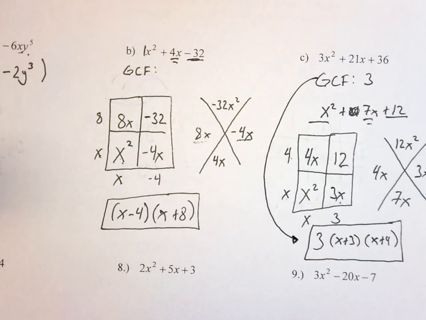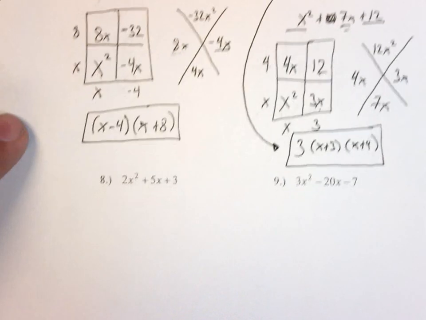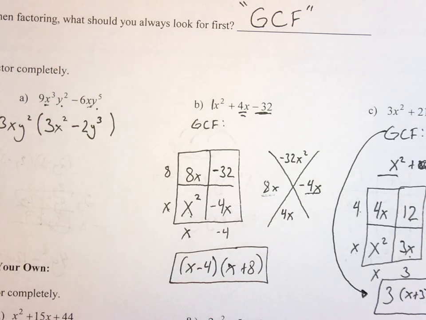So now you're going to try problems 7, 8, 9, 10, 11, and 12. Remember, first thing, look if there's a GCF. If there is, pull it out and rewrite. Then you're going to do your generic rectangle, the diamond box method.